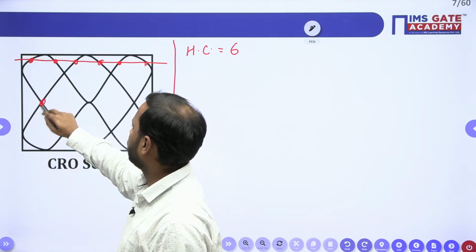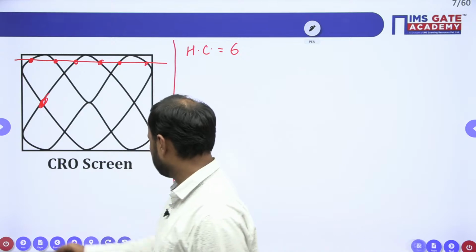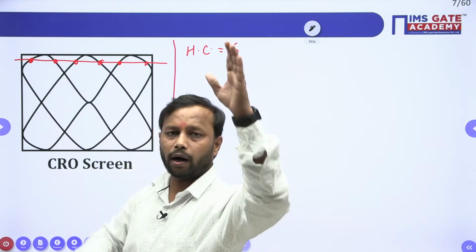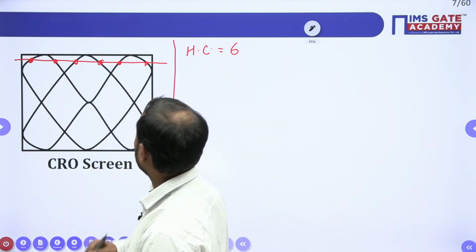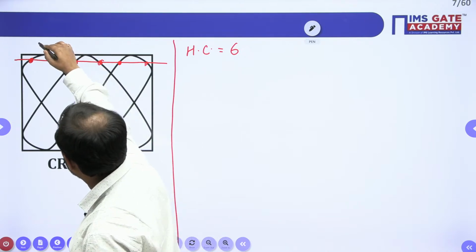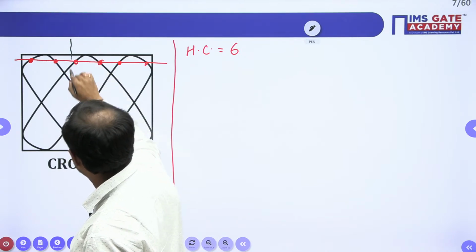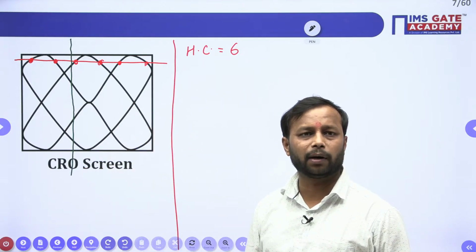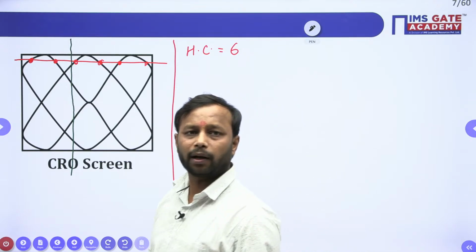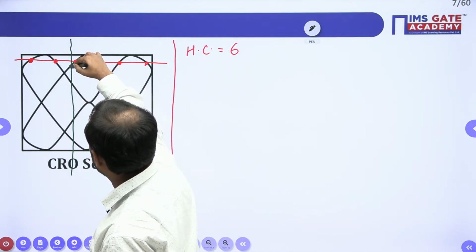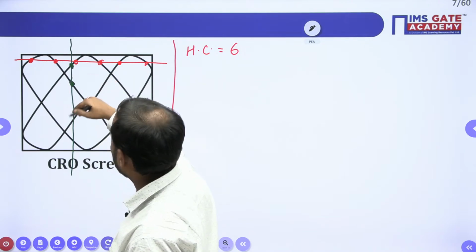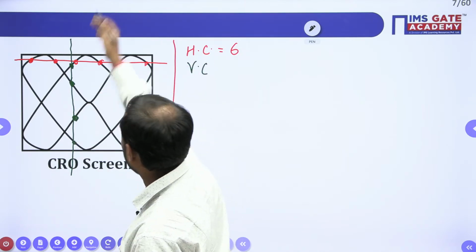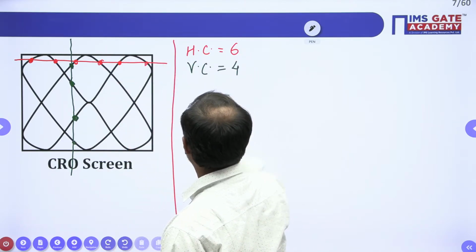So here we have a pre-existing cut, so the line should not pass through this pre-existing point. Then how will we draw the line? We can use this line. I hope this color is visible to you. Okay, great. So we have one intersection here, two, and 3 and 4 cuts. So this is the vertical line, and vertical cuts is equal to 4.